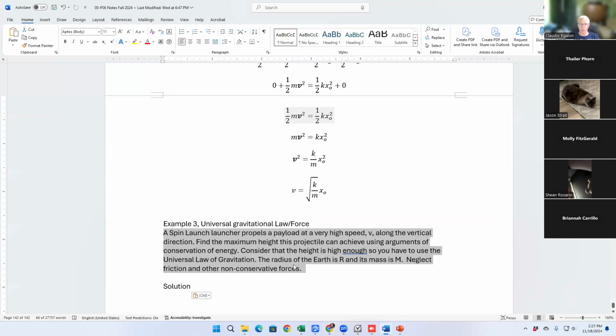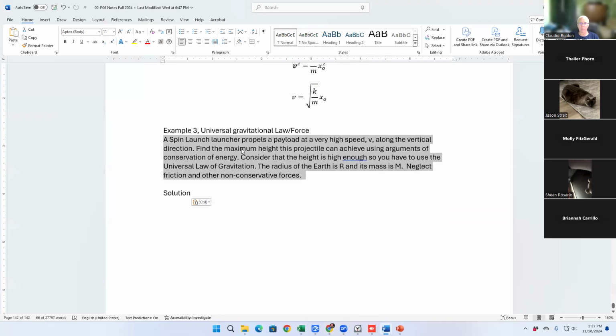Okay. So let's go back to our example, right? A spin launcher propels a payload at very high speed v along the vertical direction. Find the maximum height this projectile can achieve using arguments of conservation of energy. Consider that the height is high enough, so you have to use the universal law of gravitation. Neglect air friction.